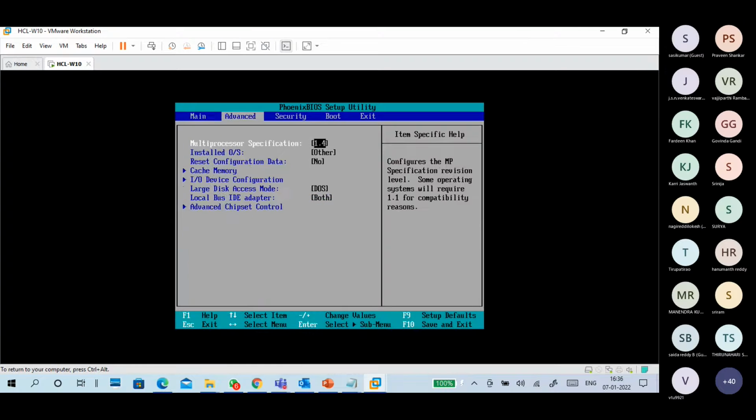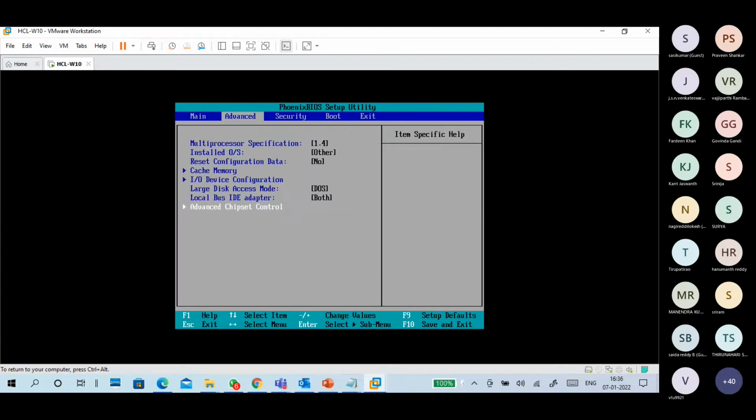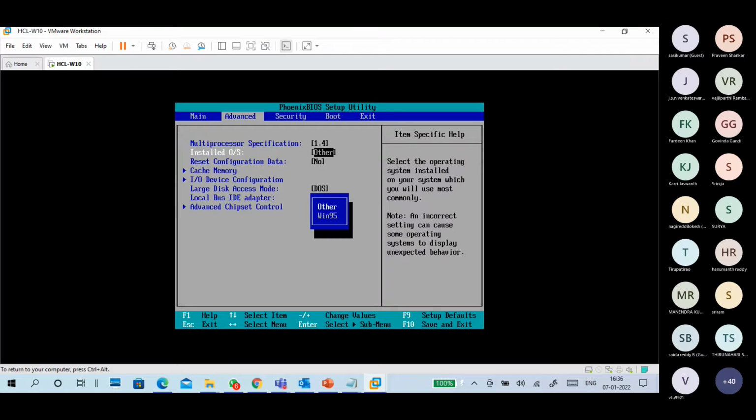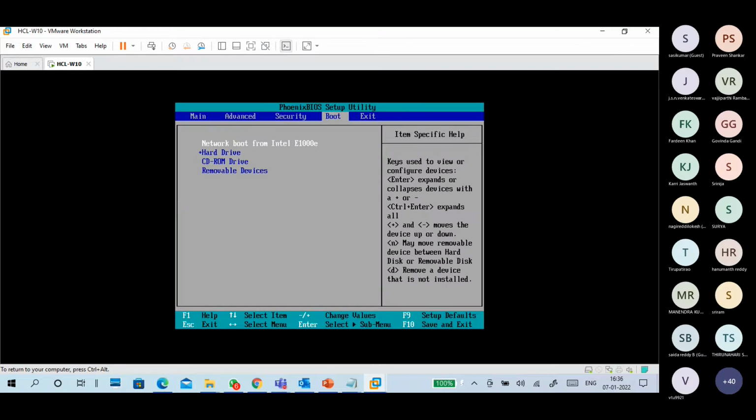Okay, next one is advanced. These are all related to your chipset, advanced chip controls, enabling and disabling of features, which operating system you should use, which operating system you are able to install. This is the supervisor password, user passwords. This is the boot priority.